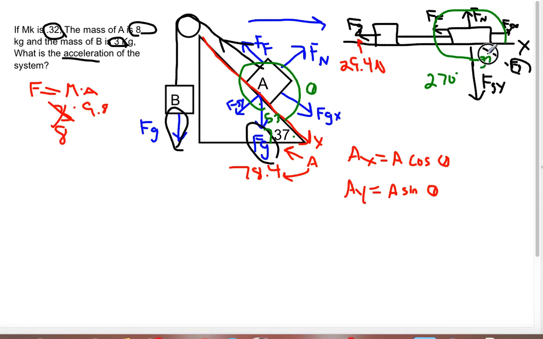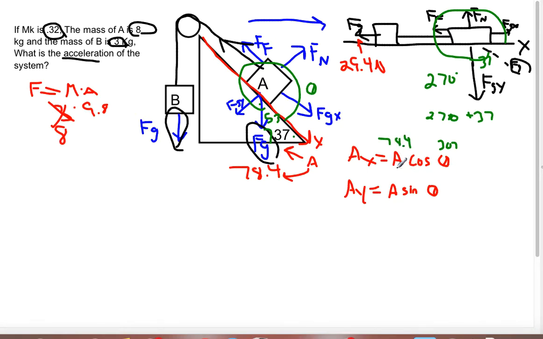So I'm going to take my 270 and I'm going to add 37 to it, and I'm going to find out that my theta is going to be 307 degrees. And we already said that A is 78.4.